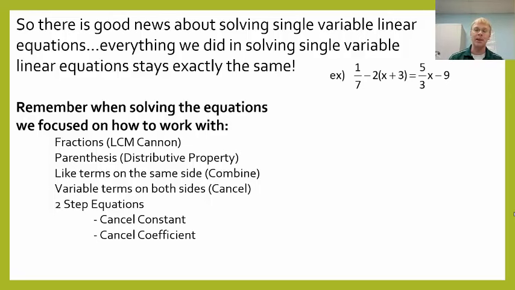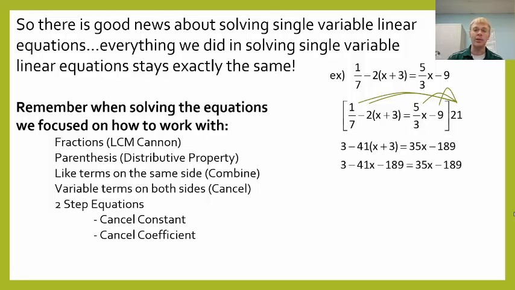If any of these steps do not seem familiar to you or confusing to you, you need to get some help so you can catch up on these. First thing we have to do is get rid of the fractions. So we're going to take the least common multiple and multiply every term by 21, except for what's in the parentheses. Then I'm going to distribute the negative 41 to get rid of the parentheses. Then I'm going to combine my like terms, the 3 and the negative 189 on the left-hand side. Then I'm going to get my variable terms on the same side by adding 41x to both sides. And then it's a two-step equation, cancel the constant, cancel the coefficient.